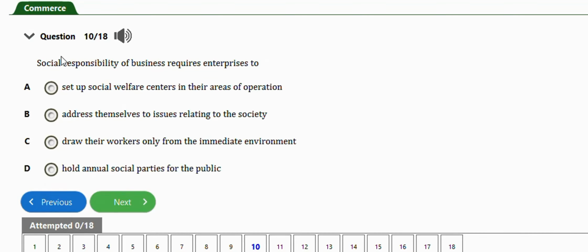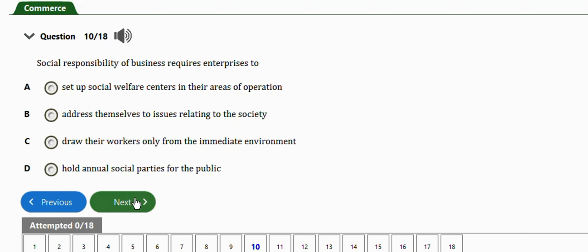This question says social responsibility of business requires enterprises to set up social welfare centers in their areas of operation, address themselves to issues relating to the society, draw their workers only from the immediate environment, hold annual social parties for the public. So the right answer is that social responsibility of business requires enterprises to address themselves to issues relating to the society. Okay, so that's it.